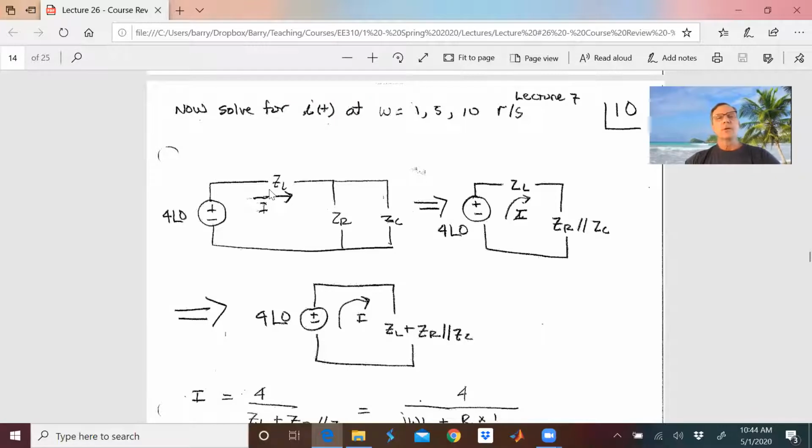Okay, so we go from here, and the first thing let's do is combine these two. I usually will call this ZP for Z parallel. That's just a little thing that I do. Here I'm just showing it's ZR in parallel with ZC. And now I'm going to crunch it up again. What we really have is ZL plus ZR in parallel with ZC.